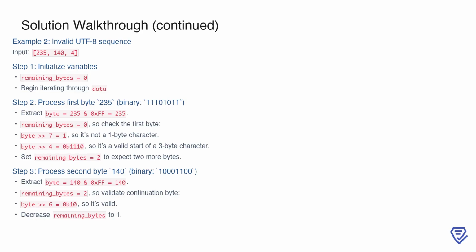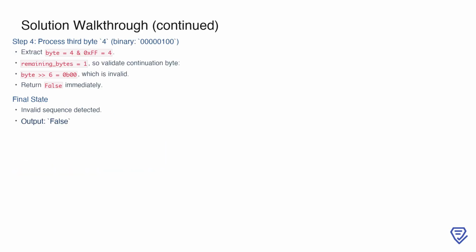Next, we process the second byte, 140, which is 100001100 in binary. Extracting the least significant 8 bits gives 140. Since remaining bytes is 2, we validate this as a continuation byte. Shifting the byte right by 6 bits yields 0b10, confirming it is valid. We decrease remaining bytes to 1, indicating we now expect just one more continuation byte.